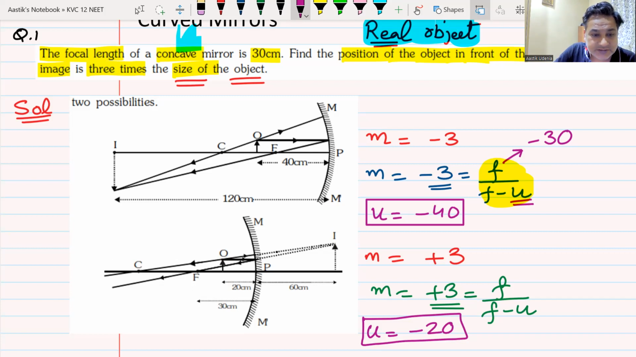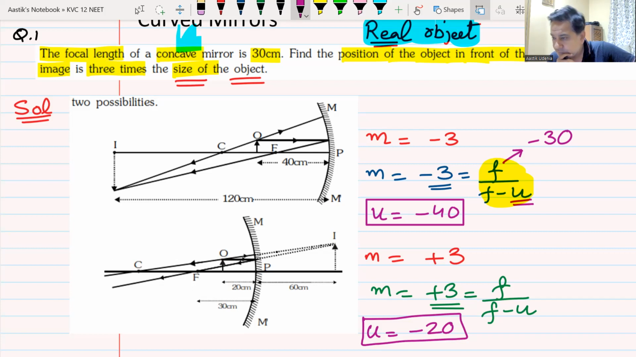I guess everyone has noted this down, yes or no? Yes, beta. How did we get magnification as -3 and plus 3? Have you read the question, beta? Please read the question for me. I'm waiting. Can you read the question for me, please?